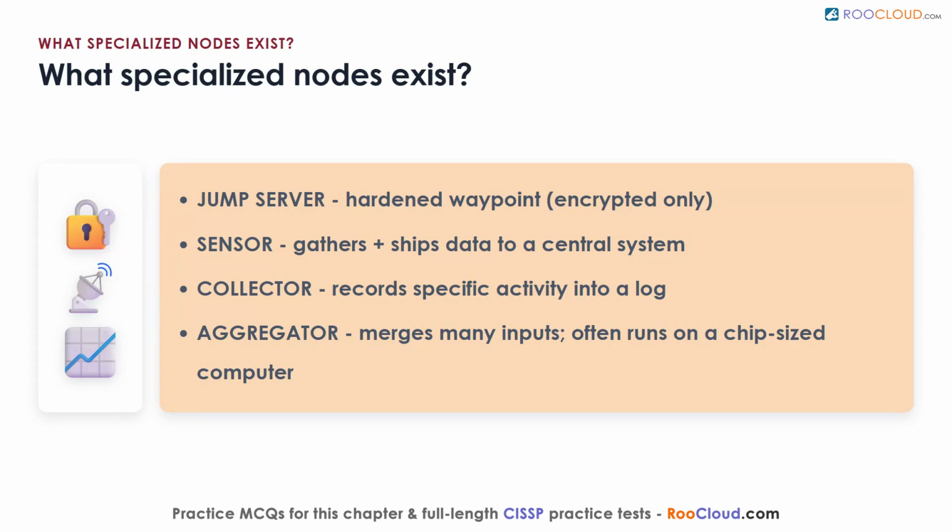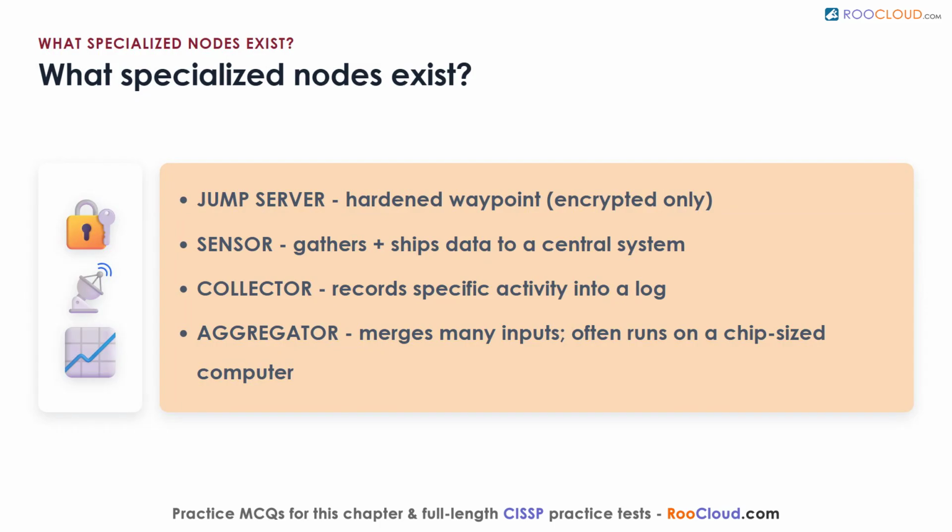A jump server is a hardened waypoint you connect through to reach a sensitive system more safely, common in screened subnets and cloud networks, and it should only ever accept encrypted connections. A sensor gathers information and ships it back to a central system for analysis.